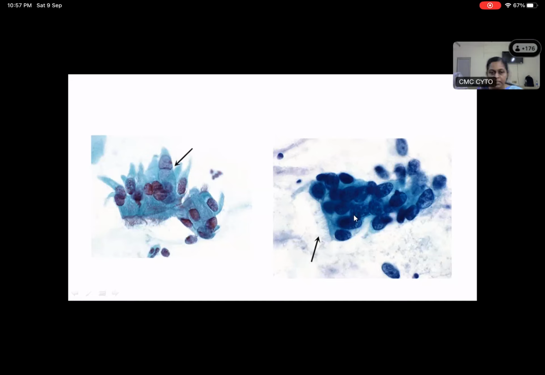Now, what cells are these? She is in reproductive age, right? She is also showing such cells. What cells are these? What is this arrow pointing to here? What are these things here?